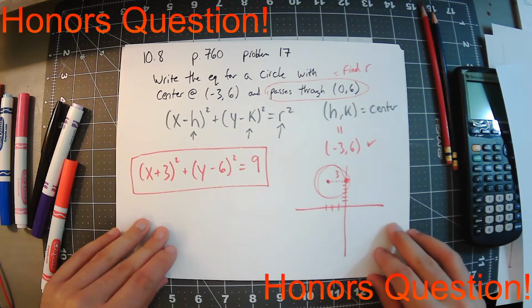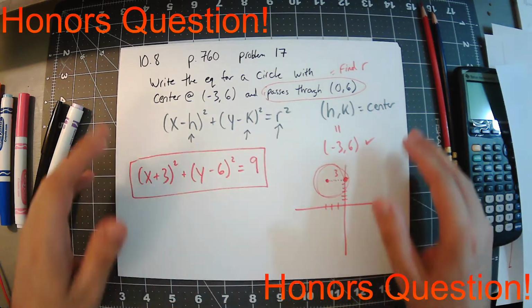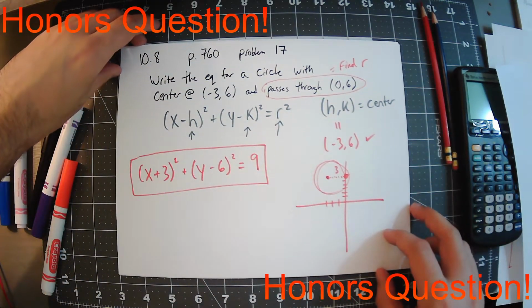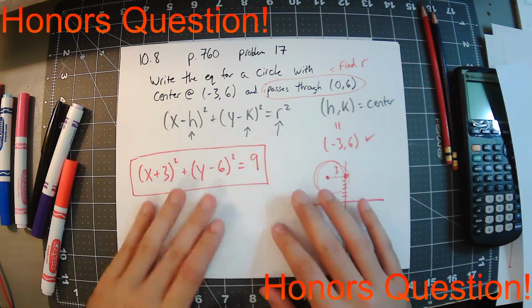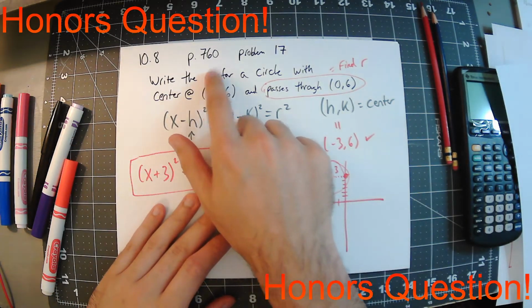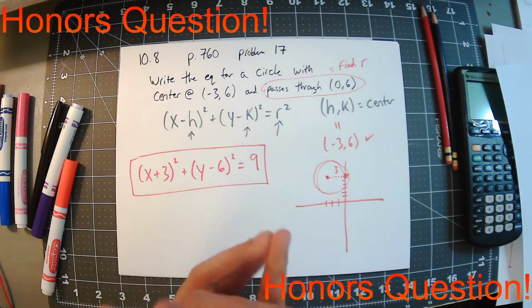So that is the kind of problem you'll see from 10-8. Not a very complex one. Just want to make you aware of just kind of what that one would look like. This is on page 760, problem 17.